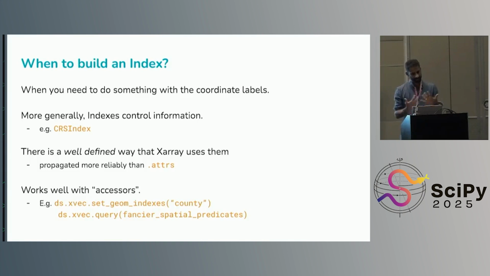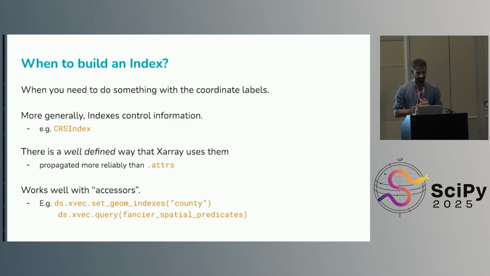When do you build an index? Anytime you need to do something with coordinate labels, but more generally, indexes control information. This is how I think of it. So that CRS index, they used like a spatial ref thing, right? It was scalar. It doesn't really help you index things, but it helps you define the coordinate system that Xarray knows about.